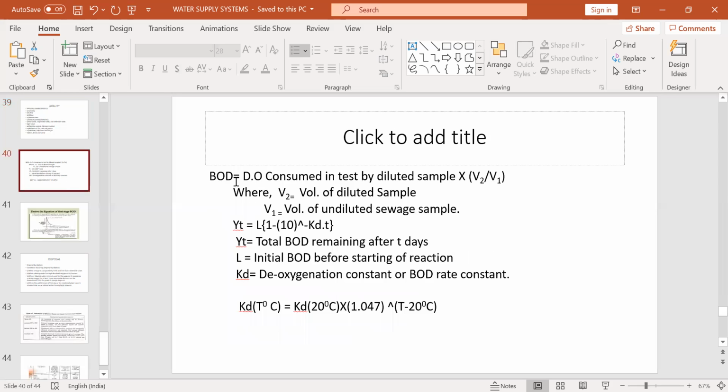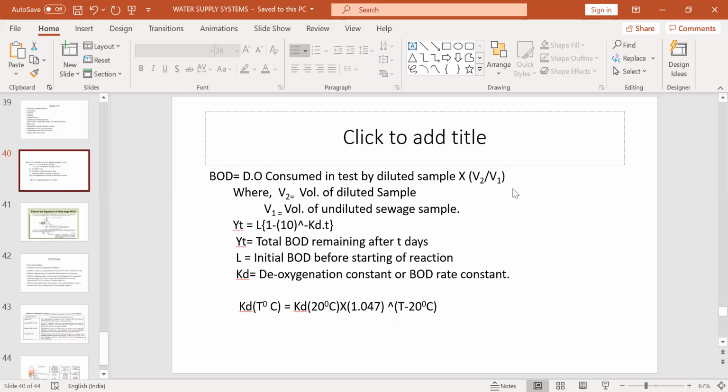Now, there is a formula to find the BOD. BOD is the dissolved oxygen consumed in the test by the diluted sample, multiplied by V2 by V1. Here V1 is the volume of undiluted sewage sample, and V2 is the volume of diluted sewage sample.